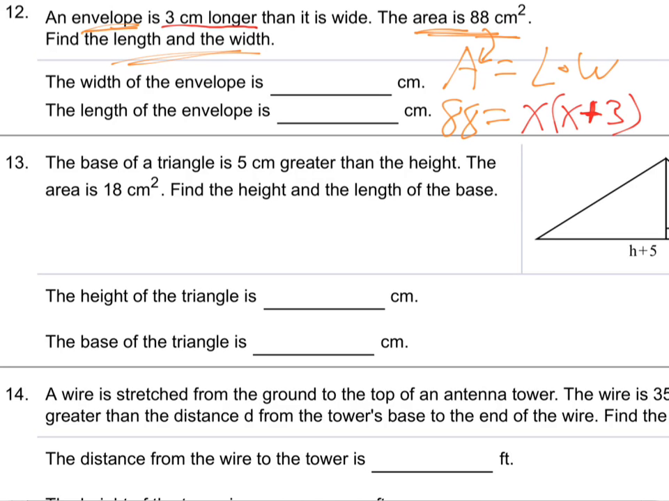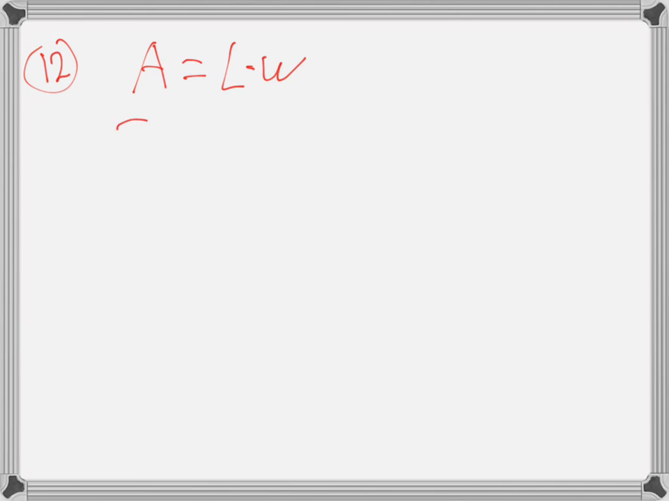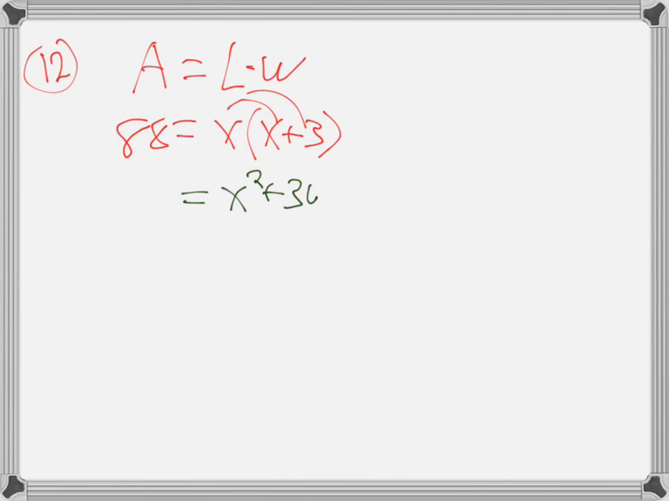So now, can we solve that equation? Distribute. What do I get when I distribute there? In fact, let me go to a fresh screen. So number 12, A is length times width. 88 is x times x plus 3. Distribute. X squared plus 3x. Get to there. What do we do now?